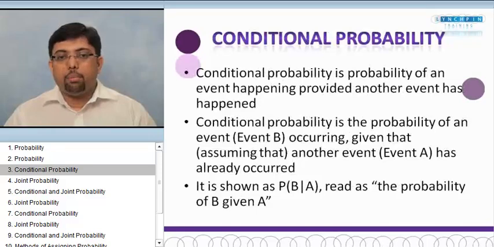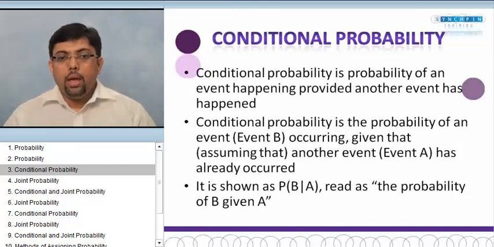Conditional probability. Conditional probability is the probability of an event happening provided that a certain other event has happened. For example, I'm going to buy a painting from Mr. Y, provided that Mr. Y is going to buy the same painting from Mr. X. The probability of my purchase of the painting from Mr. Y is totally dependent on the condition that he is able to buy the same painting from Mr. X.